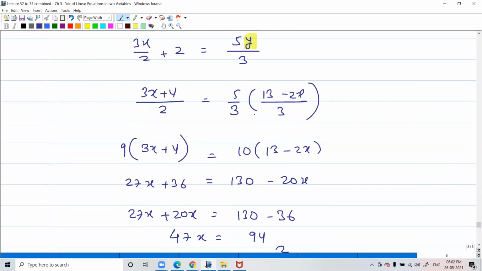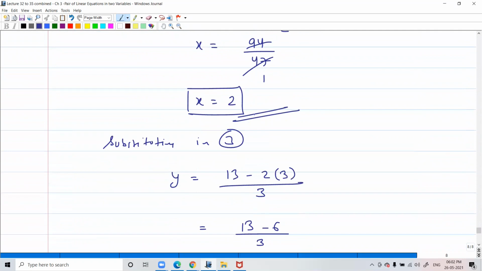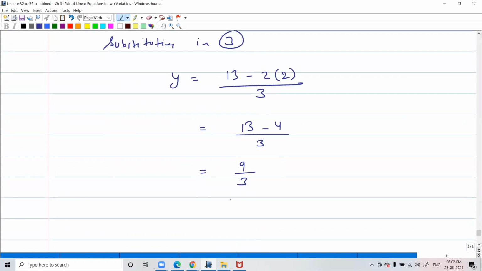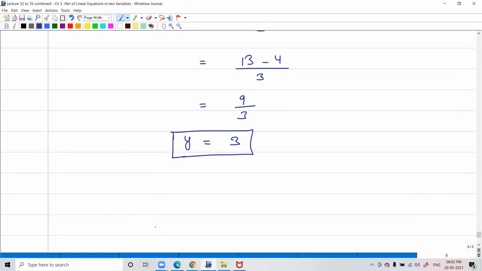Okay, yeah. What did I write? 2 into 3. Okay. x is equal to 2, right? So I have to put x equal to 2. So it will be 2 into 2. Yes, you're right. 13 minus 4 is 9 by 3. Of course, that is. Everyone got it, guys? Yes, sir. Okay, that's good.